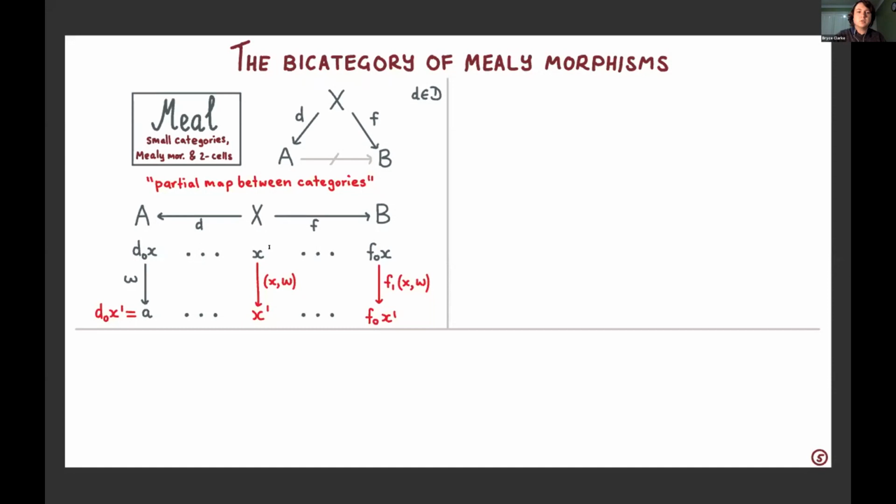And so again, this is some kind of representation of what a Mealy morphism does. There's a span which, and so the objects of X now are again witnesses to some consistency between this state in A and this state in B.